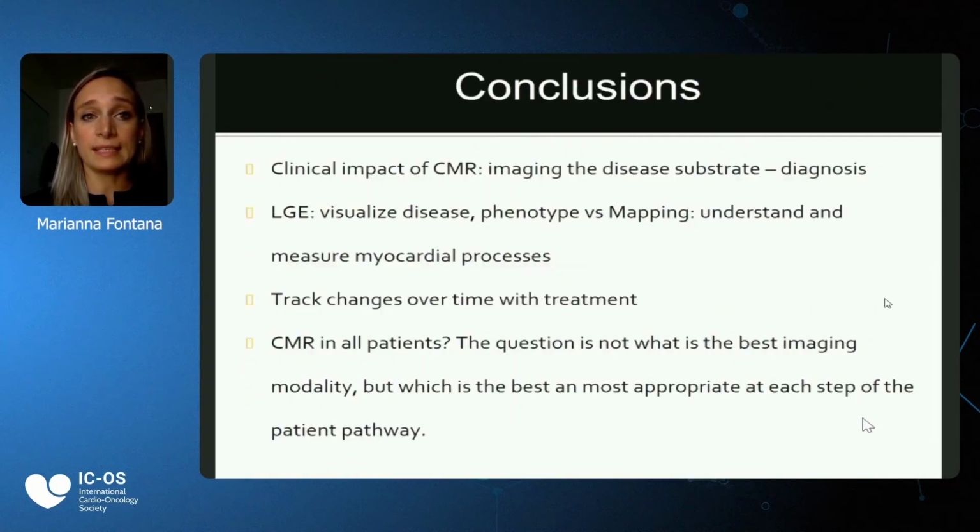So in summary, the clinical impact of CMR is because we are really imaging the disease substrate. And this is extremely helpful to assign a specific diagnosis. So with LGE, we visualize the disease and we can assign a diagnosis. But with mapping, we understand and measure specific processes. And we can also use mapping to track changes over time.